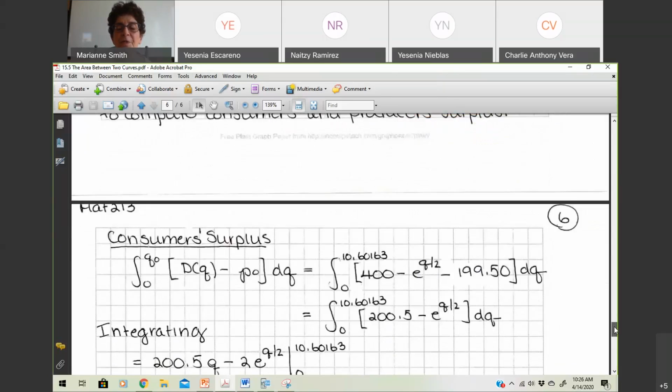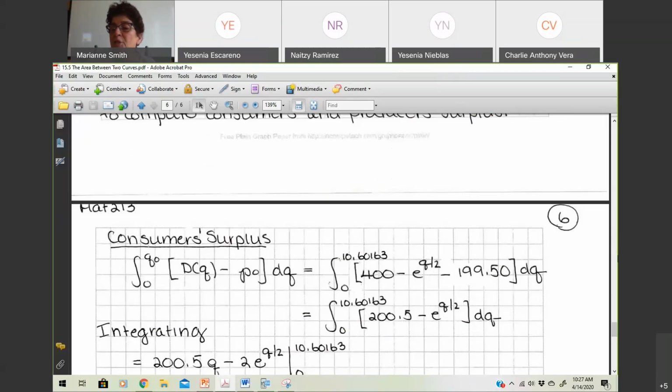Now, if I want to do consumer surplus, remember that's the price above P0 that a consumer would be willing to pay for your product. So the demand curve goes first, minus P0. So here's my demand equation, 400 minus e to the Q divided by 2, minus this is my P0. And I'm integrating that from 0 to 10.60163. So again, to do that, let's do some subtraction here. 400 minus 199.50 is 200.5.